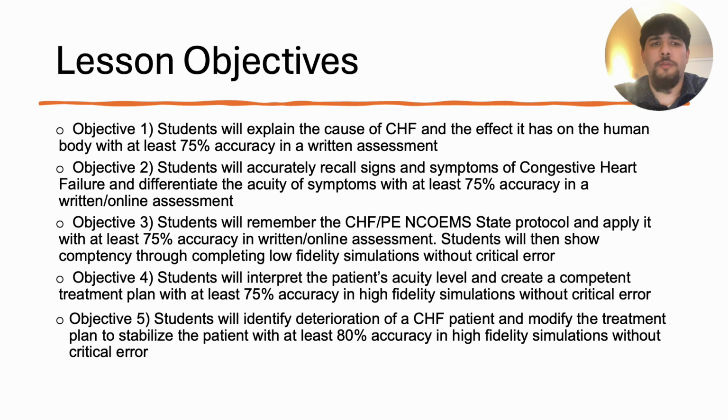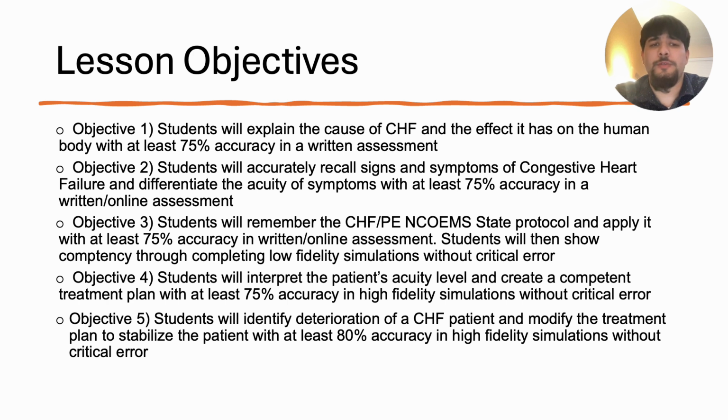First, we're just going to go over the lesson objectives. There's going to be 5 objectives. At the end, we're going to be taking a lesson assessment. If you pay attention to everything we talk about in the lecture, watch the videos, you should do fine during the assessment. So the first objective, students will explain the cause of CHF and the effect it has on the human body for at least 75% accuracy in a written assessment.